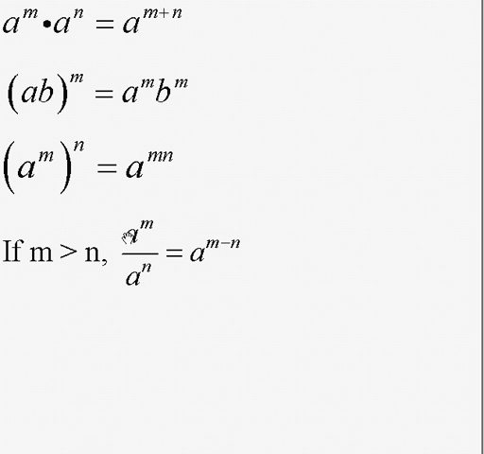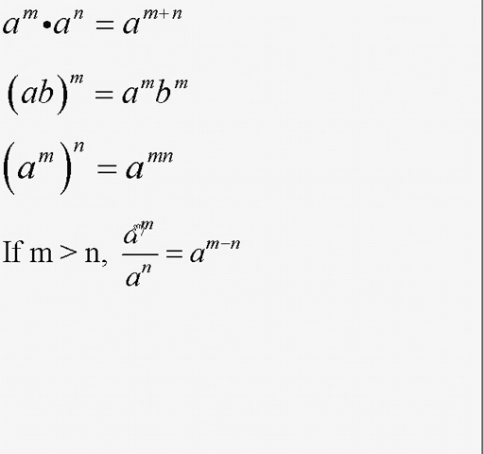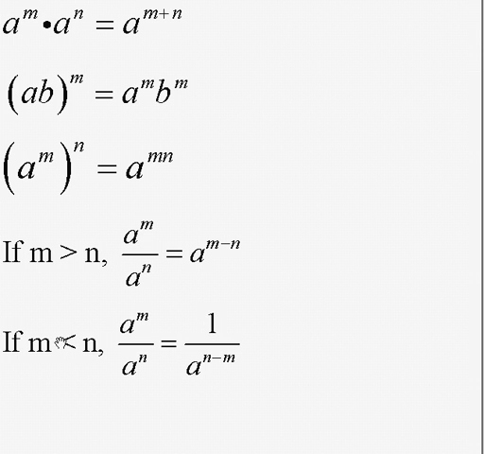If the exponent of our numerator is larger than the exponent of our denominator, then this is true. When we're dividing and the bases are the same, keep the base, subtract the exponents, m minus n. And in this case, that's only when m, the exponent in the numerator, is larger than n, the exponent in the denominator. What do we do if that's not true?